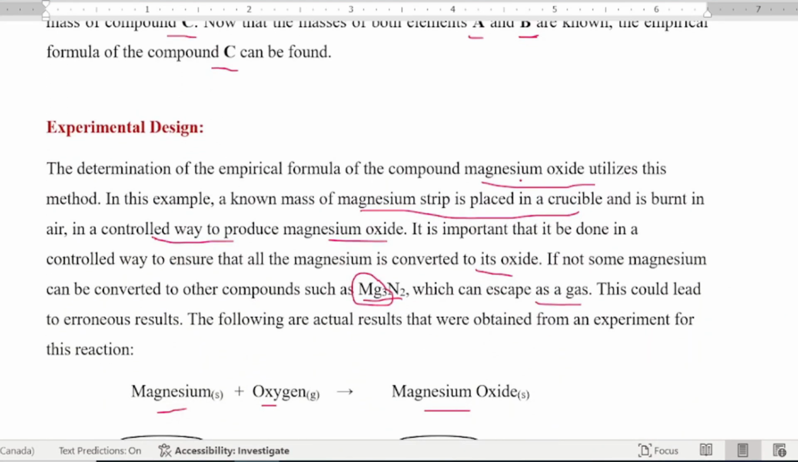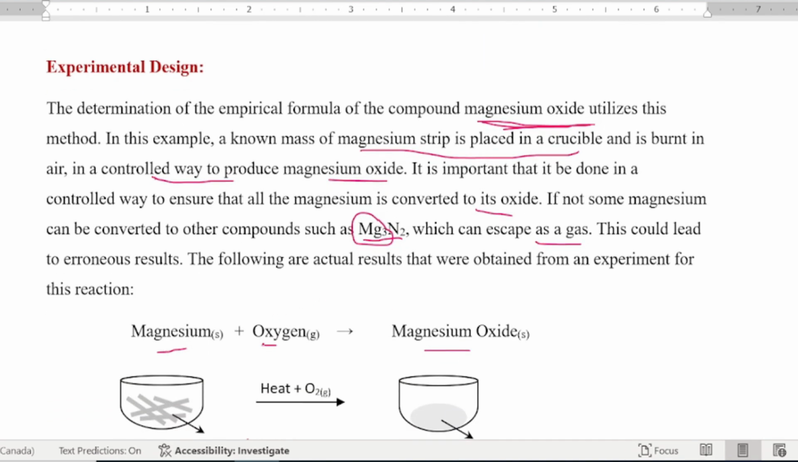Let us say you wanted to know what's the empirical formula of magnesium oxide. What you do in this case, you allow magnesium to combine with oxygen, but magnesium will only combine with oxygen if it is heated in air at a high temperature. When it is heated in air at a high temperature, it forms magnesium oxide.